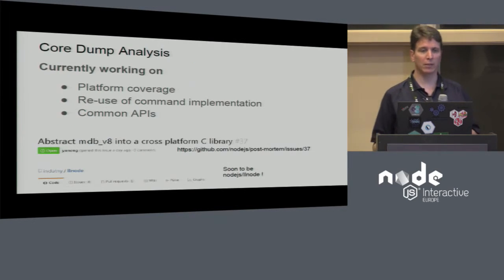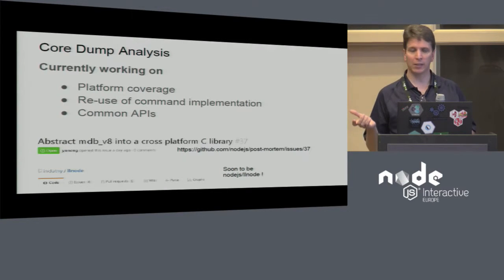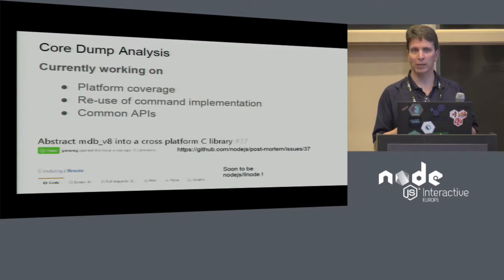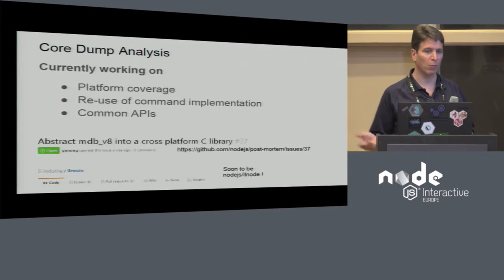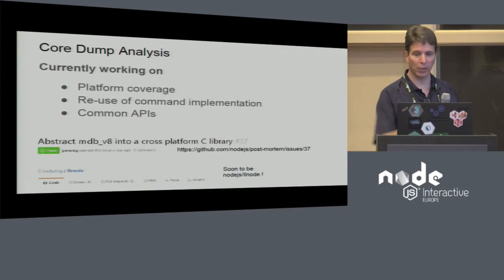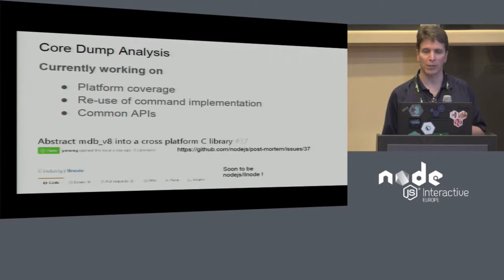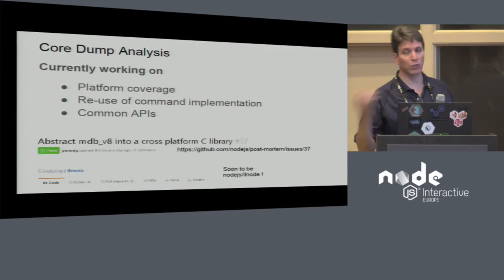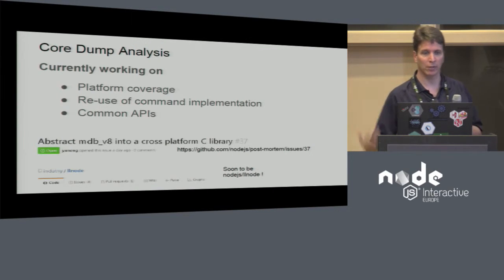In terms of core dump analysis, really the focus is getting better platform coverage, reusing the existing command implementation. So MDB has a good set of implementation for those commands. We'd like to bring that logic and code, if we can, to some other platforms like LLNode, which has perhaps a little broader platform support. And then building common APIs that you can interact on top of stuff like that. So if you're interested in those things, you can go to the repo and look at issue 37 for discussion on the common C library, as well as LLNode, which is a project that Dewtney started, but will soon be moved under Node.js as part of the working group's efforts.